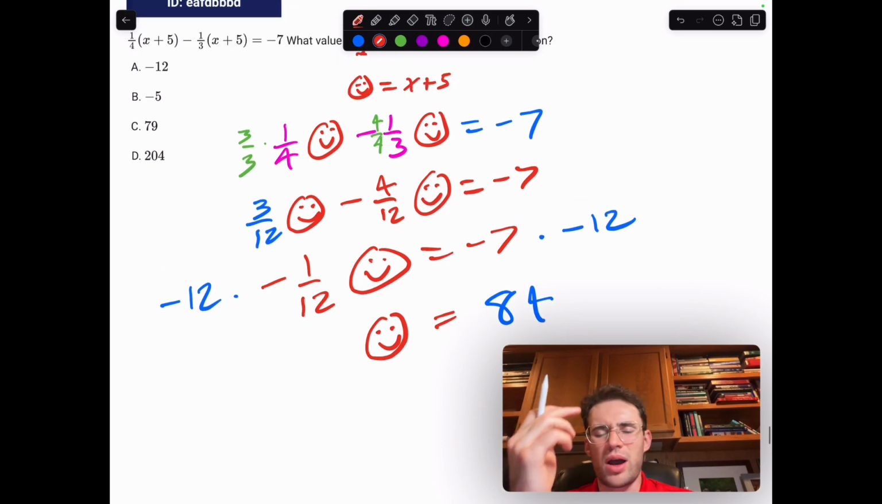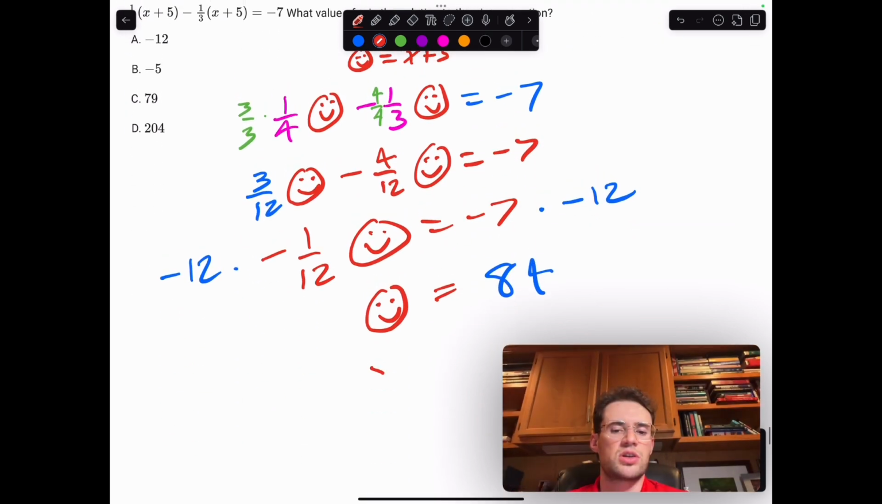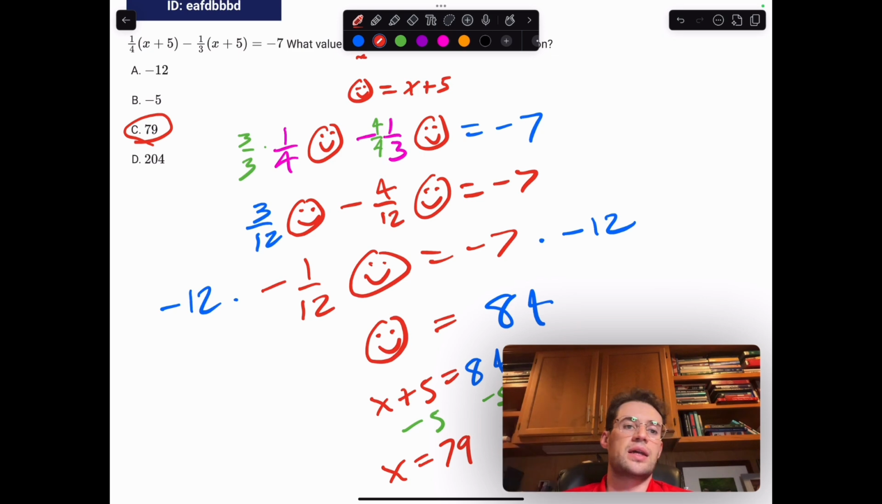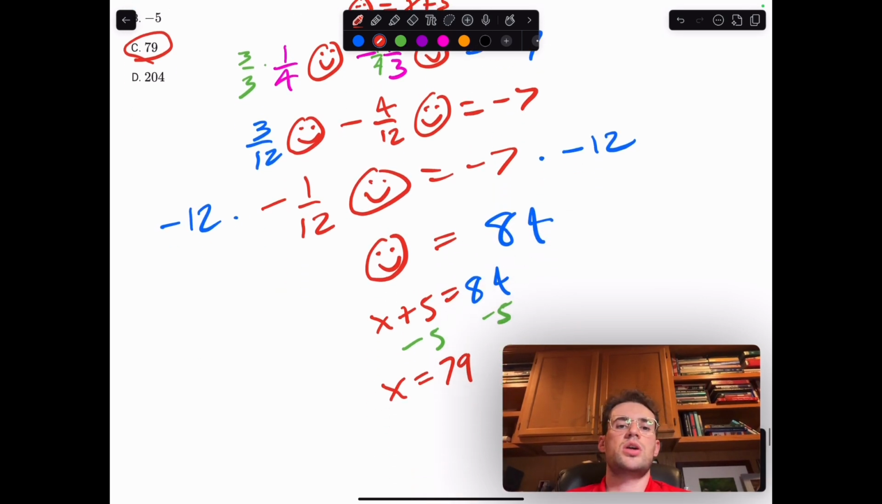And now, again, why do I have a smiley face there? Oh yeah, because the smiley face is x plus 5. So x plus 5 equals 84, which means x will be 5 less than that. So you just subtract 5 from both sides. We get that x is equal to 79. Right? And then to check that, you could just plug the 79 back in and solve for it. All right, so this is one way you could do it.